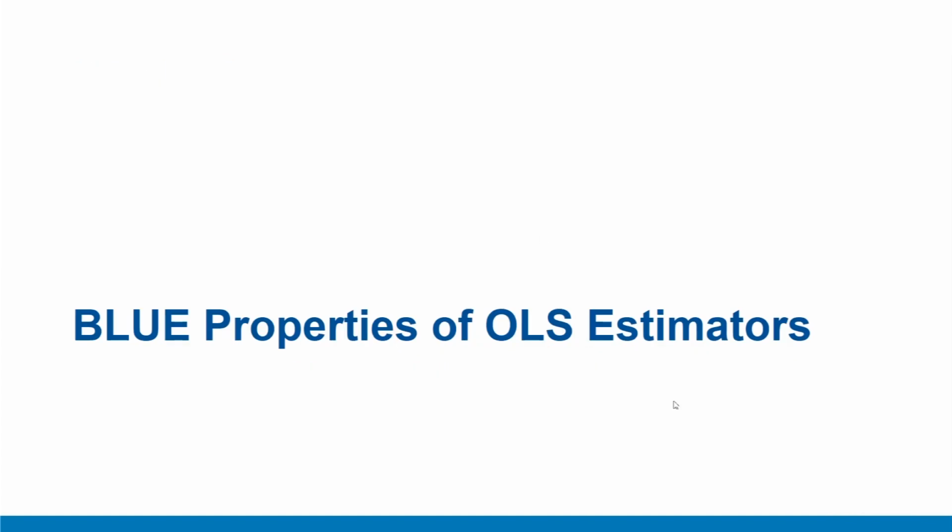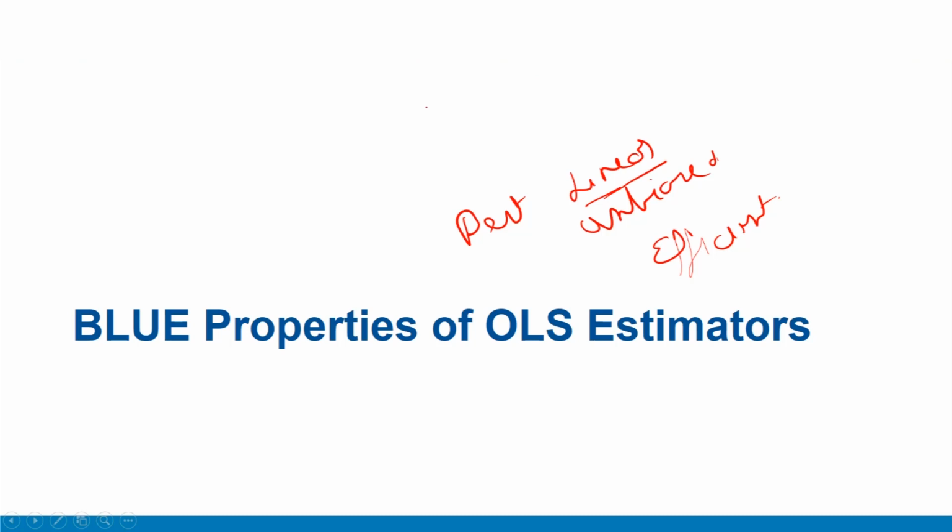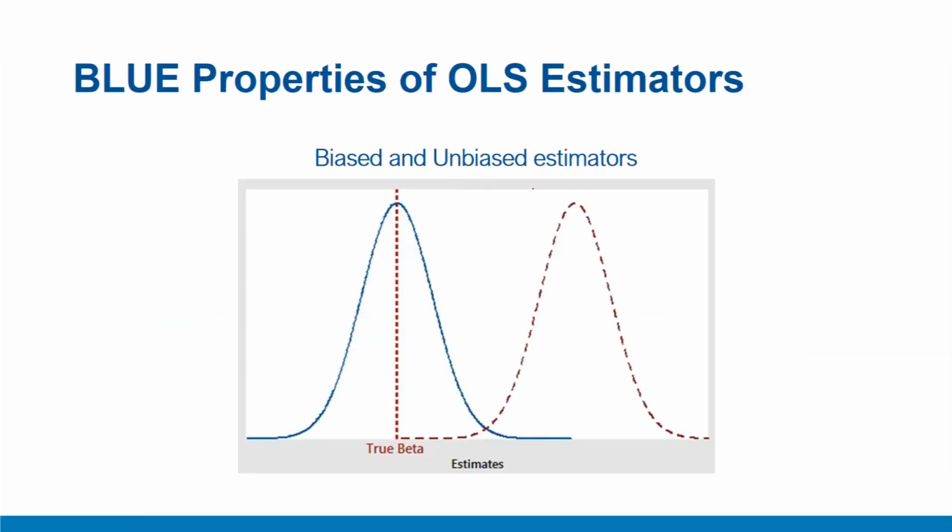In this video, we'll introduce the BLUE properties of OLS estimators. OLS estimators are often considered to be the best linear, unbiased, and efficient estimators. These are called BLUE properties. We already know that OLS estimators are linear in parameters. In addition, there are two very important properties, that is unbiased and efficient. Let us start with the unbiased estimators.